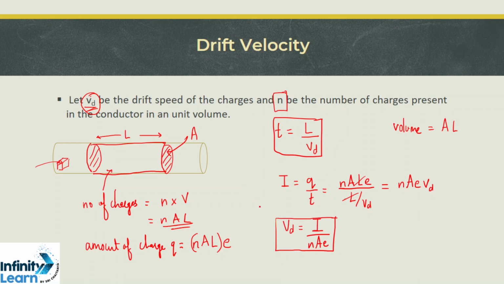And as we have already mentioned, the direction of drift velocity will be opposite to the direction of EMF. Now the practical values of drift velocity are in the range of 10 raised to minus 4 meter per second to 10 raised to minus 5 meter per second. Now people might say this is a very slow speed with which an electron moves.